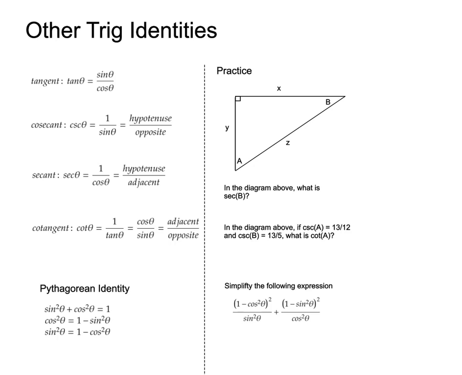And finally, there's cotangent. And as you might have guessed, cotangent is the reciprocal of tangent. So cotangent of theta equals 1 over tangent of theta, or it's cosine of theta over sine of theta, or it's adjacent over opposite.